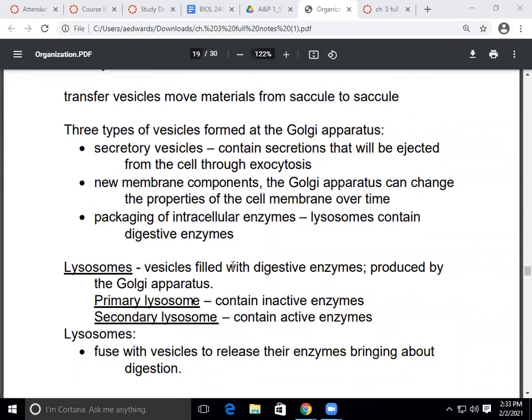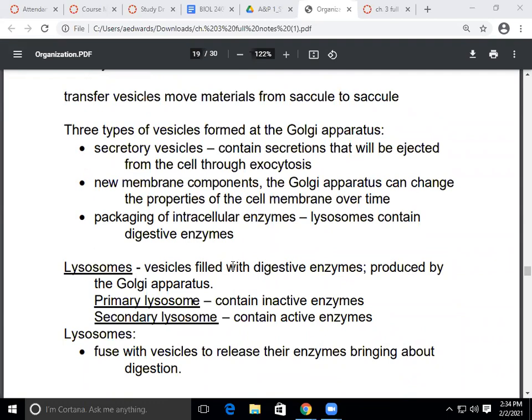So there's actually 3 different kinds of vesicles. All right, we got vesicles that are involved with secretions, and they eject those secretions from the cell using exocytosis. Remember, exo means out. We talked about that already. New membrane components. You're going to have the Golgi apparatus changing the properties of the cell over time. Okay. So there's adding new things to the membrane, basically, is what that's saying.